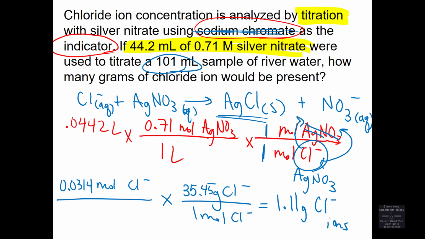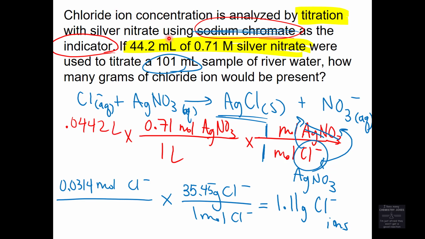Did I even use this sample of river water? No, not at all. So sometimes you're given extraneous information, stuff that doesn't really matter in the long run. But this kind of thing is a titration problem, also a precipitation gravimetric analysis kind of problem, because we're making this precipitate. But we could also give you the same kind of thing where maybe hydroxide ion concentration is analyzed by titration with nitric acid. It's an acid-base thing, not a precipitation thing.